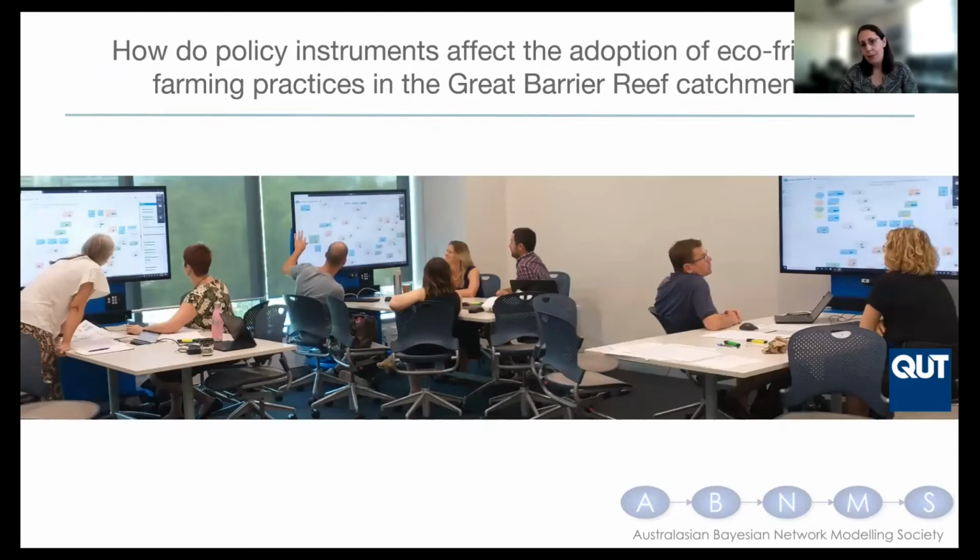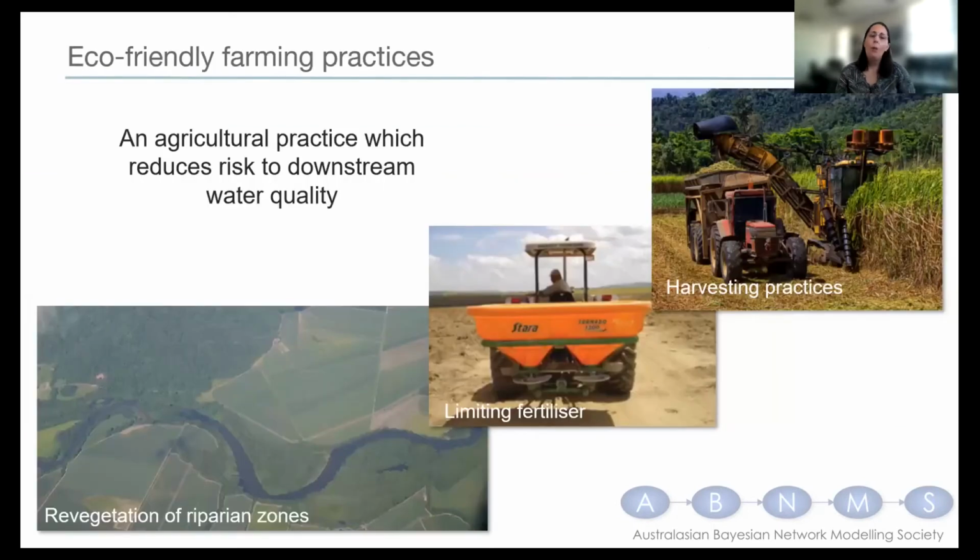So here's an example of that. This is looking at how do policy instruments affect the adoption of eco-friendly farming practices in the Great Barrier Reef catchment, which is a mouthful, so I'll go through and explain that. We're looking at eco-friendly farming practices, so agricultural practices which reduce the risk to downstream water quality. This can be harvesting practices, limiting fertilizers like nitrogen, so there's less runoff into the Barrier Reef, and revegetation of riparian zones along creeks.